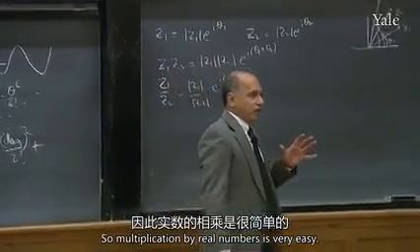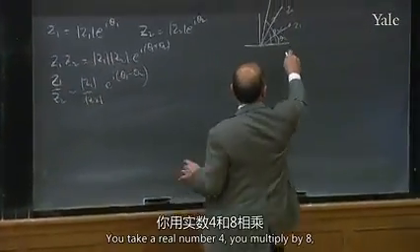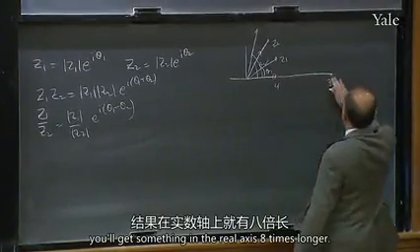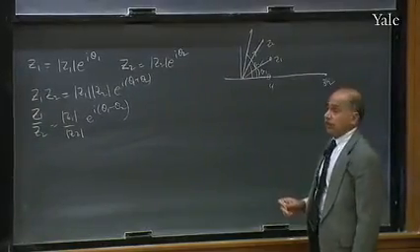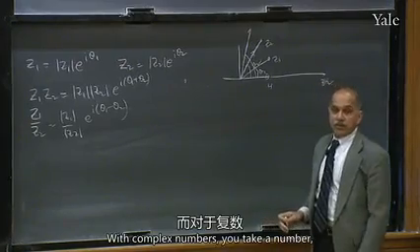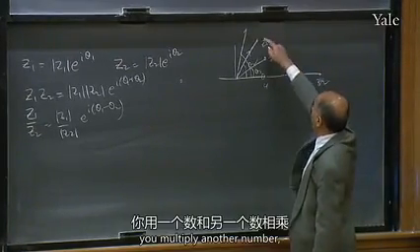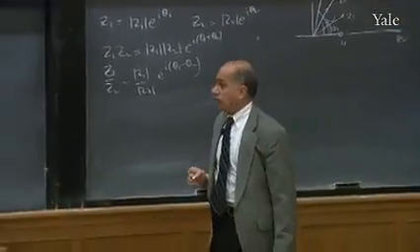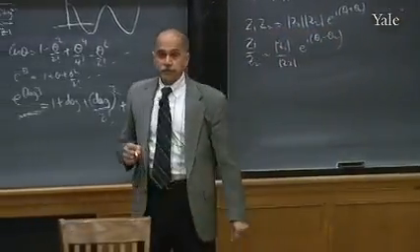So multiplication by real numbers is very easy. You take a real number 4, you multiply it by 8, you get something in the real axis 8 times longer. You multiply by minus 8, you get something back here. With complex numbers, you take a number, you multiply another number, you rescale, and you rotate. That's what I want you to know. That's going to be very important for what I'm saying.